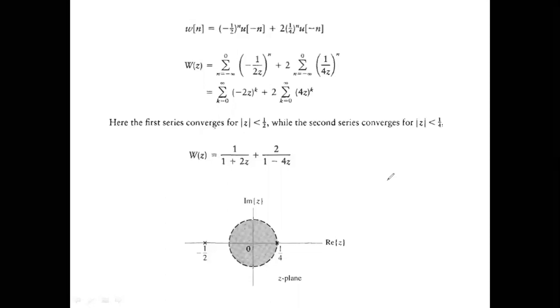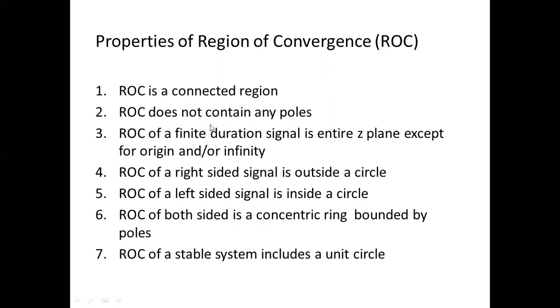Okay, the first statement does make sense. So what is the first property of ROC? ROC is a connected region. What is the second property? ROC does not contain any poles. This one we are convinced.